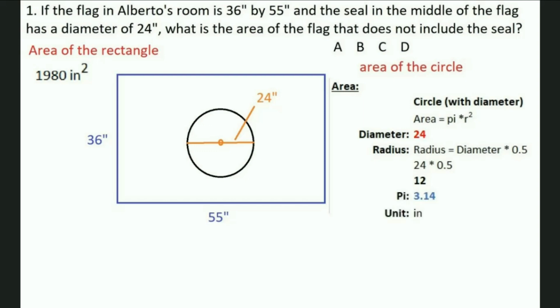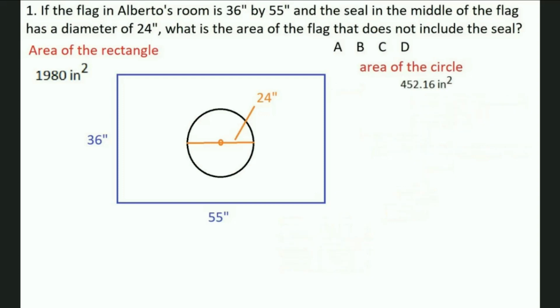Now we can use 3.14 for pi. Our units are inches. Pi times radius squared, and that should say radius squared, not radius 2. Then we have 3.14 times 12 squared, 3.14 times 144, and our area for our circle on the inside is 452.16 inches squared.